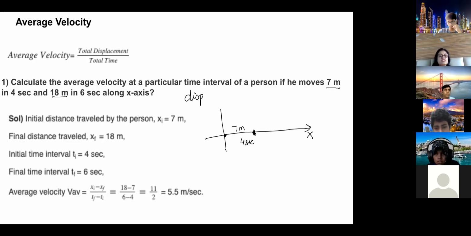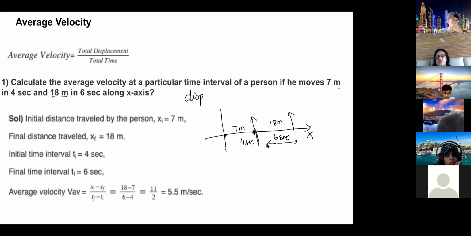Now in 6 seconds, 18 meter. So from here to here, 18 meters. And how much is it? This is 6 seconds. So till here it is 4 seconds, and from here to here is 6 seconds. Okay, so the initial distance covered by the person is 7 meter. Final displacement is 18 meter. So total displacement is how much? 18 minus 7. So that is 11.